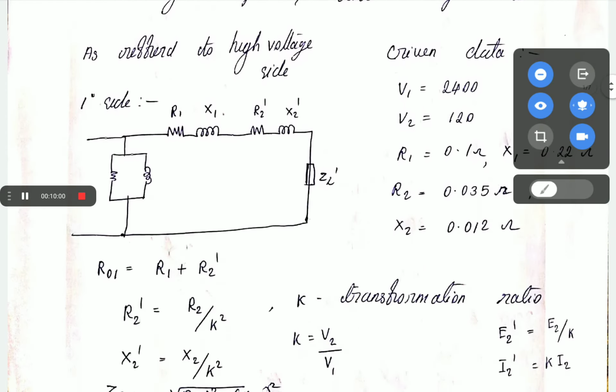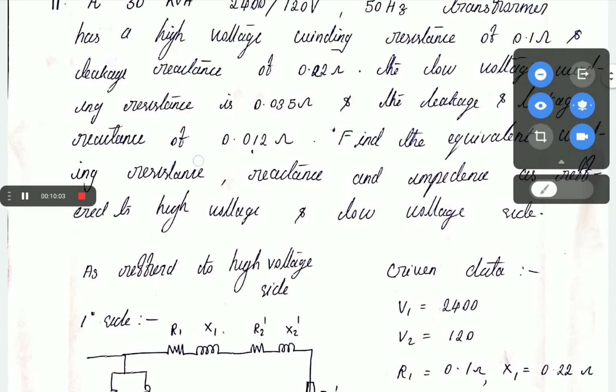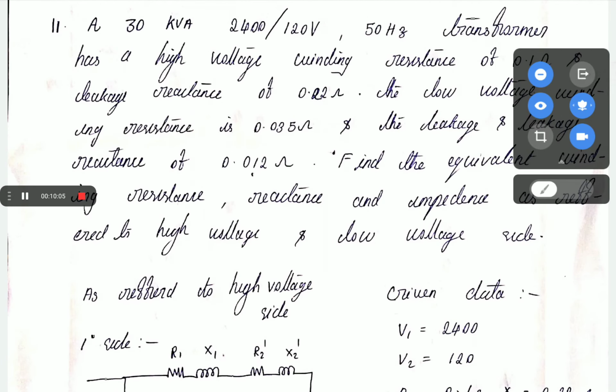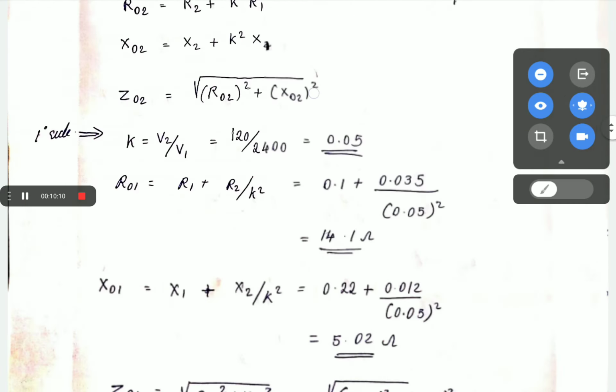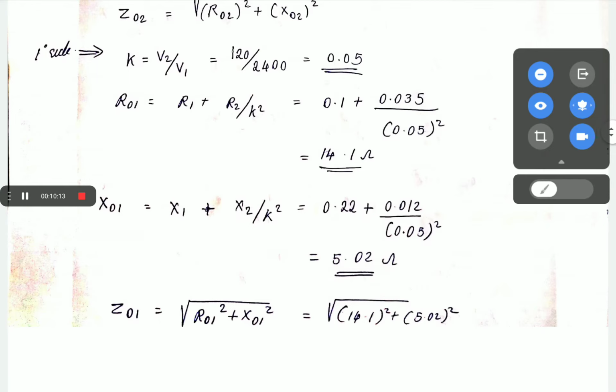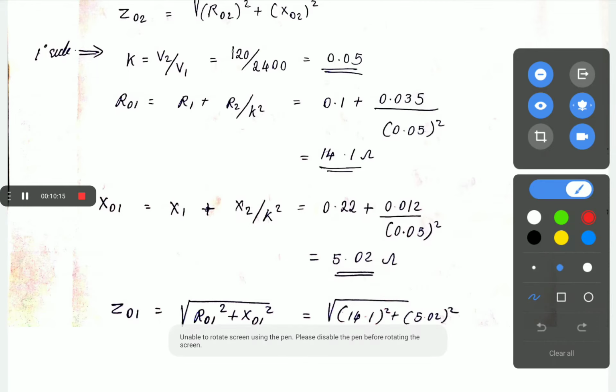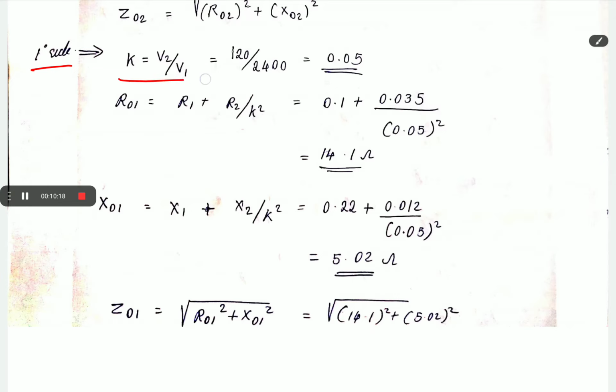So first, note down all the given data. Then as referred to primary, first you are going to do as referred to high voltage side. So as referred to high voltage side, you have to transfer all the values. Okay. So first we are considering the primary side. Find out K, that is V2 by V1. You will get 0.05. Then R01. To find out R01, R1 is given. Just transfer R2 to the primary side, divided by K square. So substitute all the values and you will get this one.